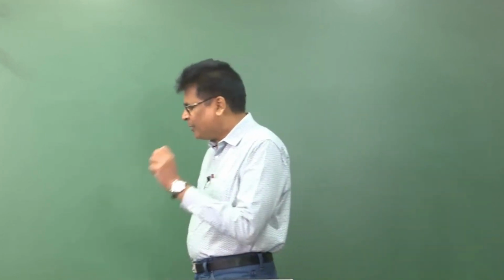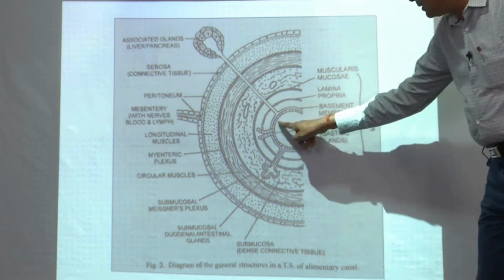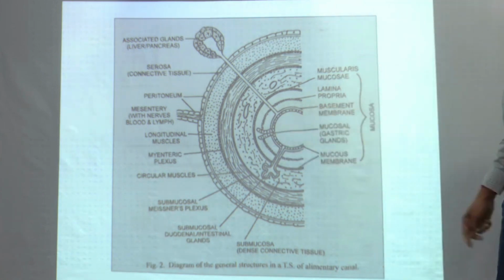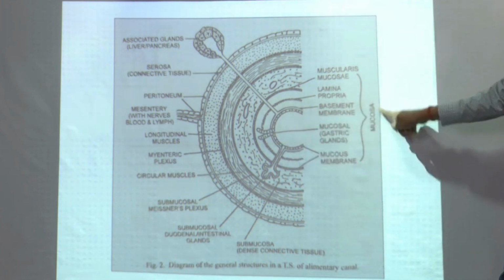I was at that point discussing the histology of the alimentary canal, and in this session, just starting with a picture, you can see the positions of the layers. You see this is the lumen of the alimentary canal, and this is the mucosa, the innermost mucosa layer written here.